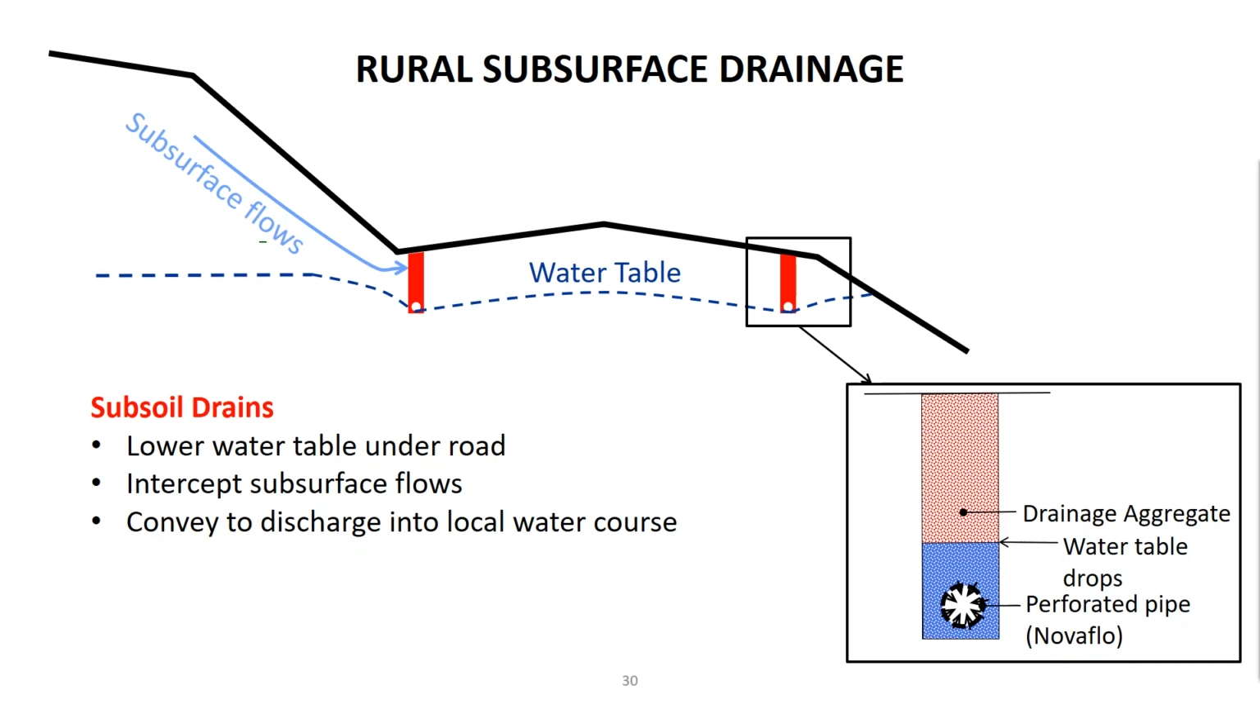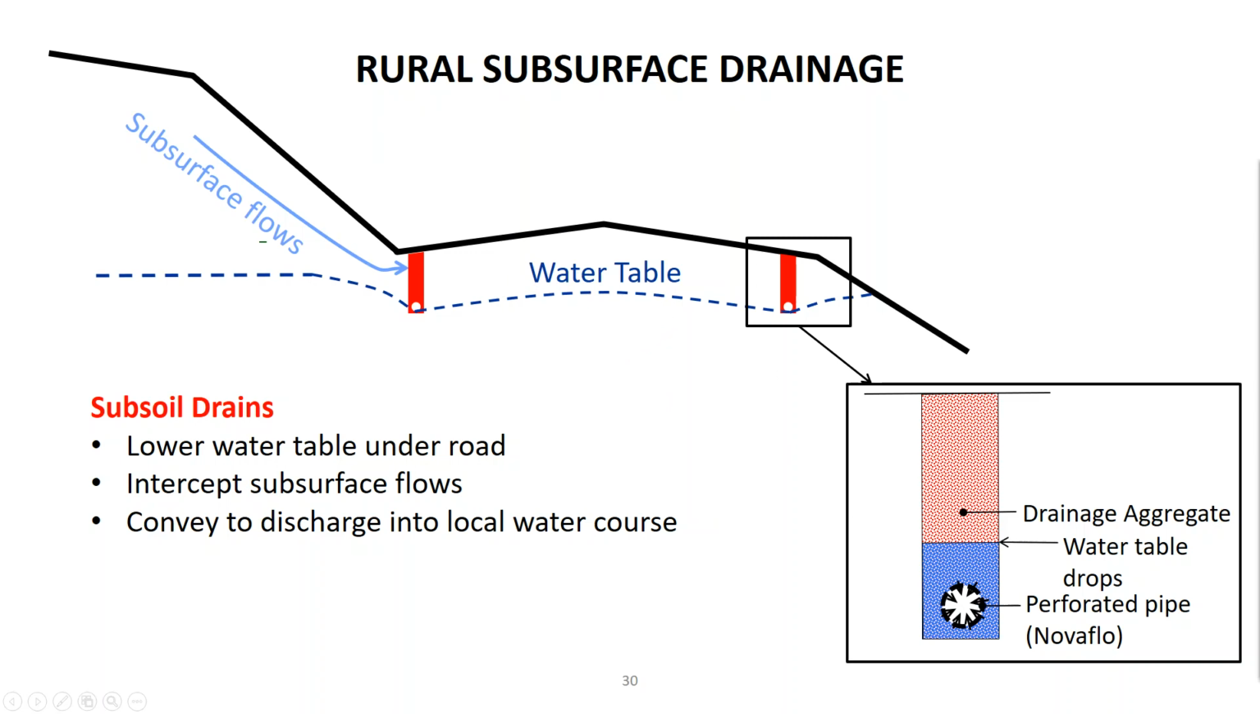To prevent this from happening, we put in subsurface drains. The subsurface drain consists of a trench filled with drainage material and an overflow pipe. Overflow pipes are those corrugated black pipes that have little holes in them along the way. The holes allow subsurface water to drain into the pipe. The pipe conveys the water to a safe discharge to local streams or drains. The effect of these drains is to lower the water table under the road, as shown in the diagram.